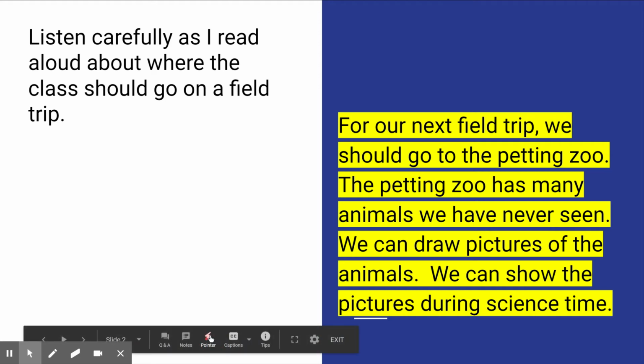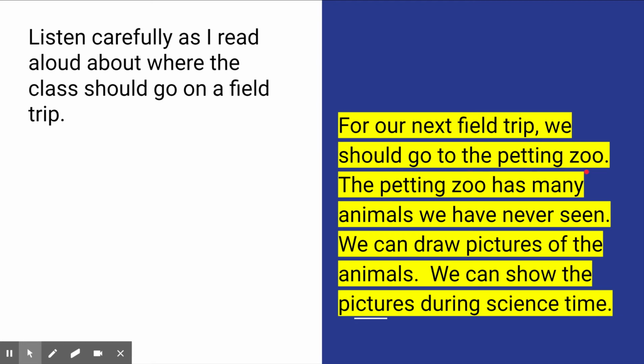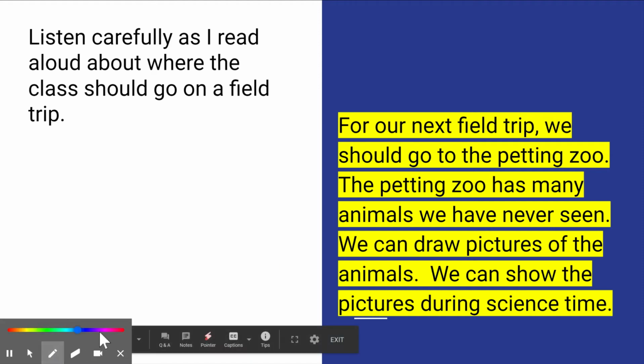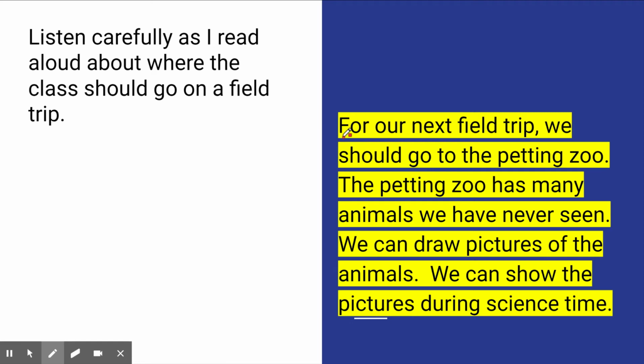Listen as I go back and just read the first sentence. For our next field trip, we should go to the petting zoo. Where does the author think we should go for the field trip? The author thinks that they should go to the petting zoo. This is the author's important idea, or what the author really wants the reader to understand. Sometimes books have more than one important idea, but in this short text, there's just one.